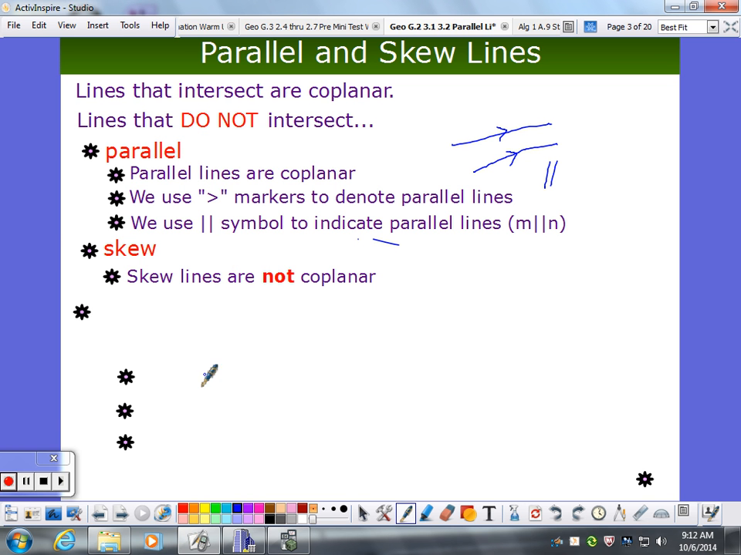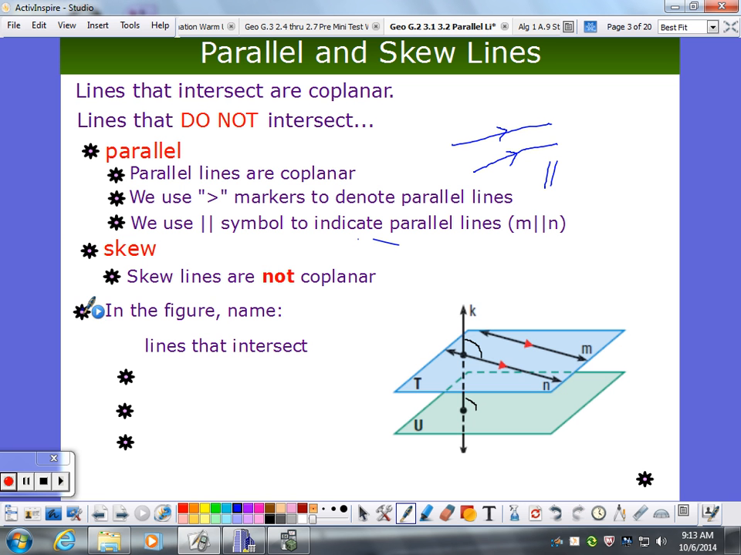Is that parallel symbol also the symbol in a lot of coding languages that means or, like in comparisons, this equals this or that equals that? Okay. So we have to keep our notation straight, because sometimes in different situations they'll mean different things. When we're talking in geometry and we see this, we're talking about parallel.